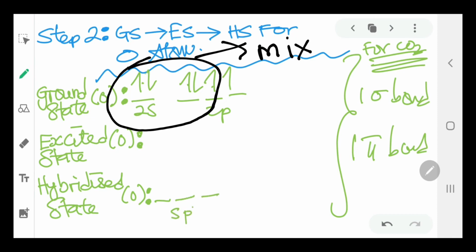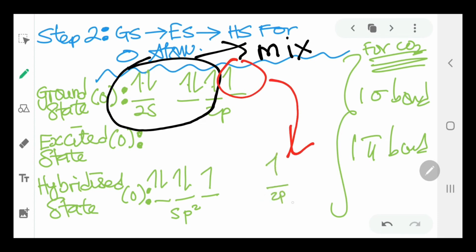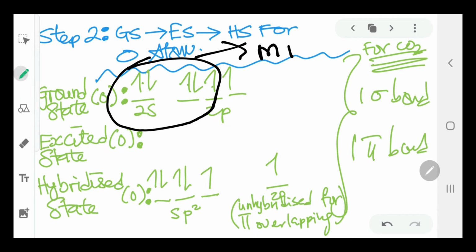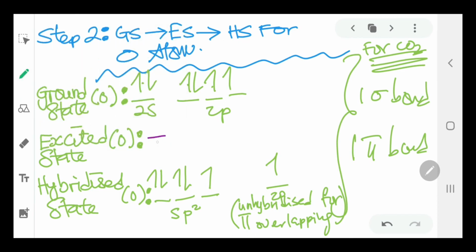You have sp2, so that is 1 lone pair, the second lone pair, and 1 unpaired electron for sigma overlapping, and then you have 1 unpaired over here, so that is a pure 2p orbital, and that one will be unhybridized for pi overlapping.